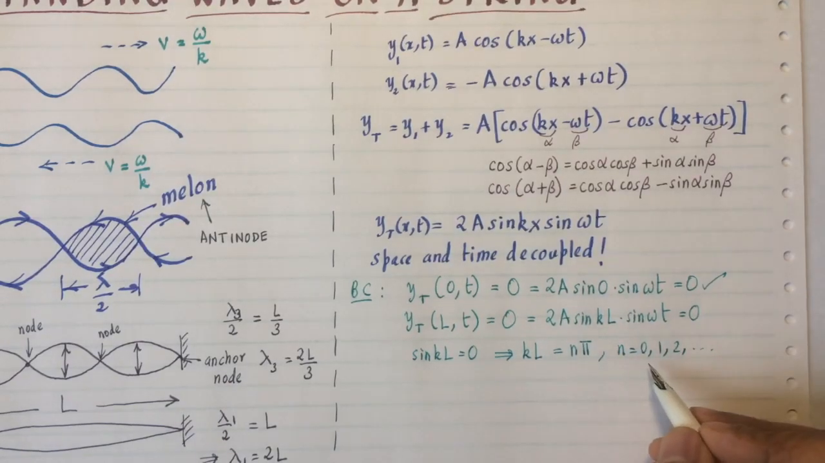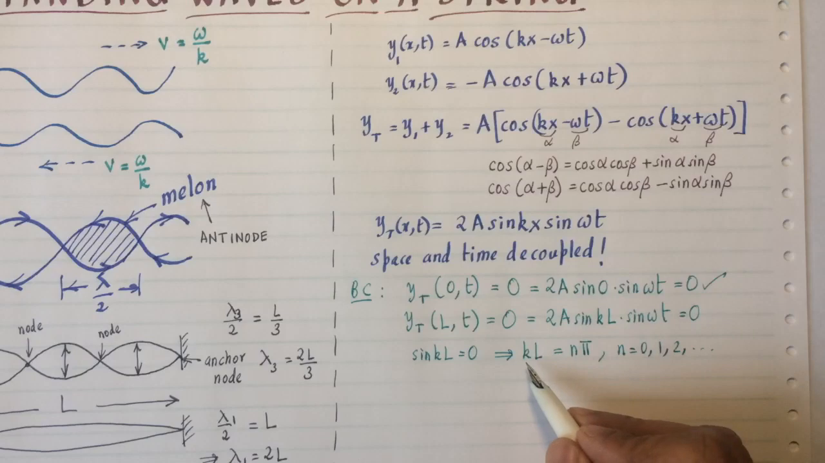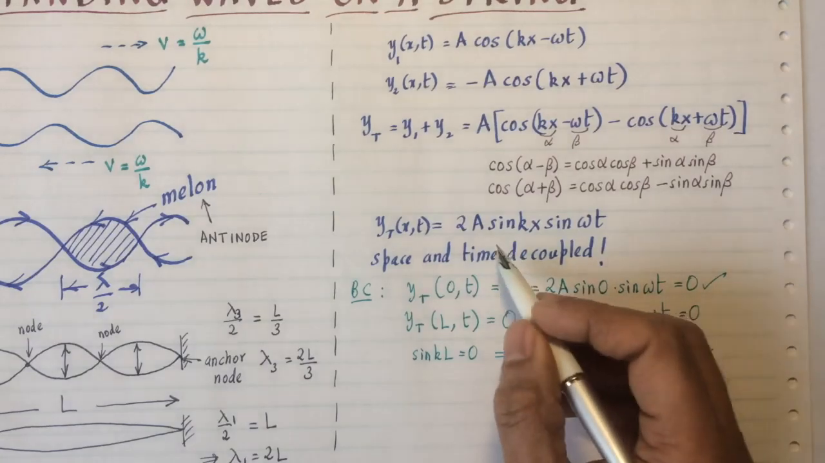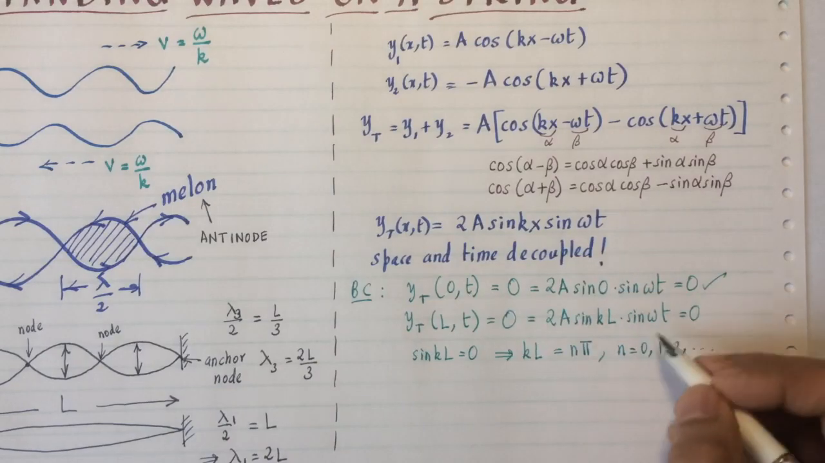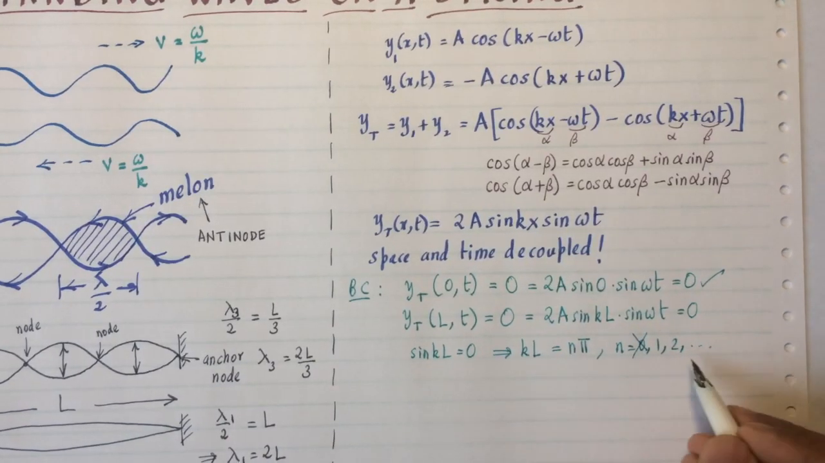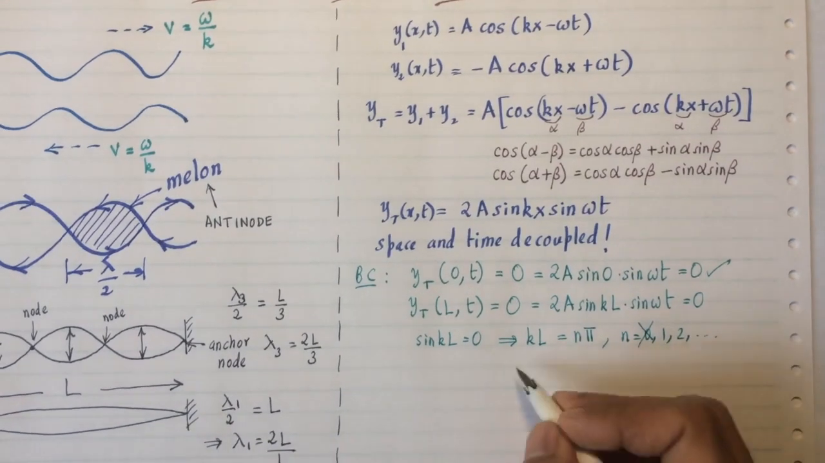n equals 0 does not give us a very good standing wave, because if n equals 0, then k will be 0, and this entire wave will be a degenerate object. It's not moving at all. So that's the degenerate solution, and we don't keep that. Other than that, all these values are allowed. Let's see what we get.